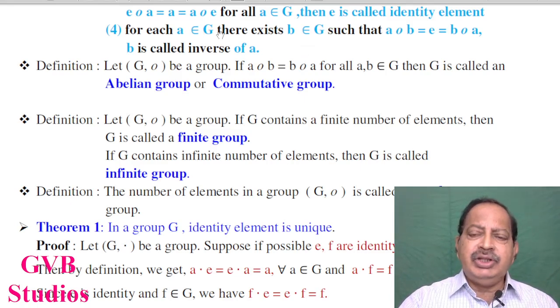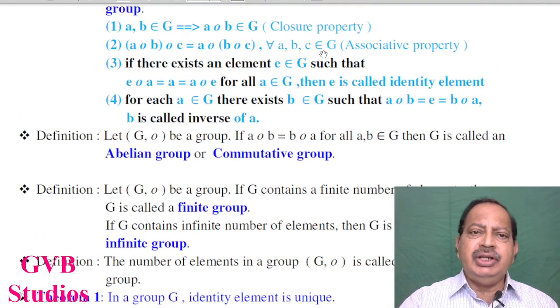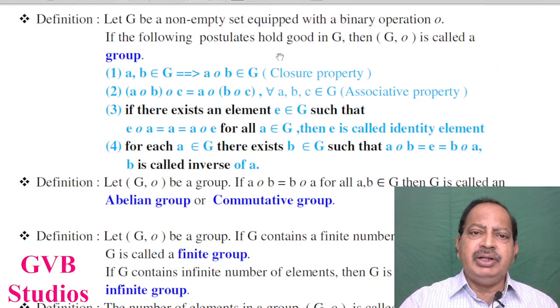If for each A in G there exists a B with this property, that is A circle B is equal to E and B circle A is equal to E, then B is called the inverse of A and vice versa, A is called the inverse of B. So if elements of G satisfy the following axioms with the binary operation circle, then (G, circle) is called a group.